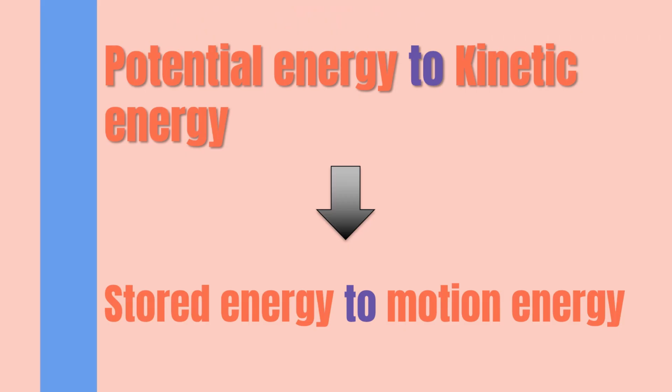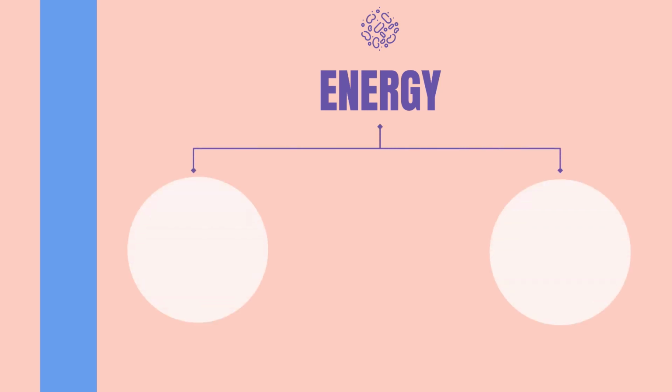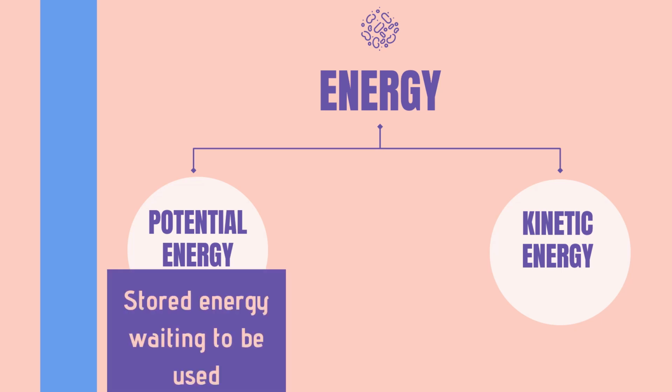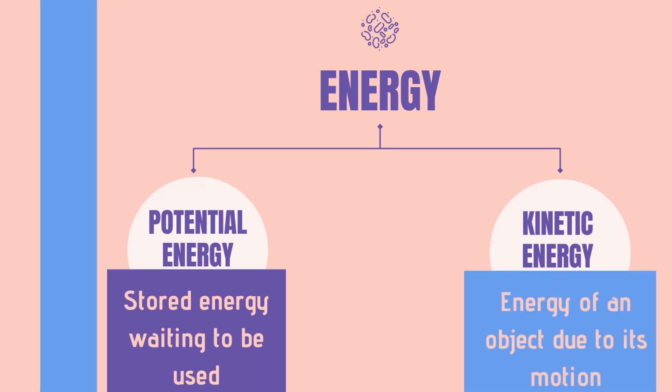Therefore, when potential energy is converted into kinetic energy, we can also say that the stored energy is converted into motion energy. Now, we can say that energy can be classified into two. You have the potential energy and the kinetic energy. Again, from our examples a while ago, the potential energy is the energy that is stored and waiting to be used, while the kinetic energy is the energy of an object due to its motion.